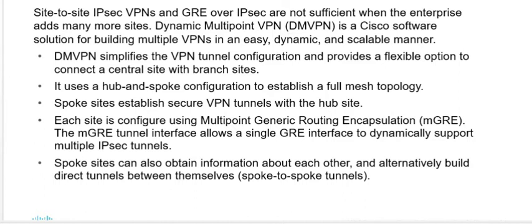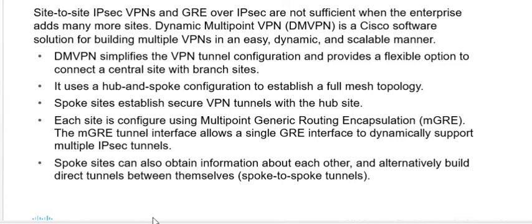Site-to-site IPsec VPNs and GRE over IPsec are not sufficient when the enterprise adds many more sites. A dynamic multi-point VPN would be required. A Cisco software solution for building multiple VPNs in an easy, dynamic, and scalable manner. So DMVPN, which is Cisco's version of MPLS basically, simplifies the tunnel configuration and provides a more flexible option to connect the central site with branch sites. This thing uses a hub and spoke, so our headquarters down to all our remote sites to establish a full mesh topology. Spoke sites are required to establish secure tunnels with the hub site.